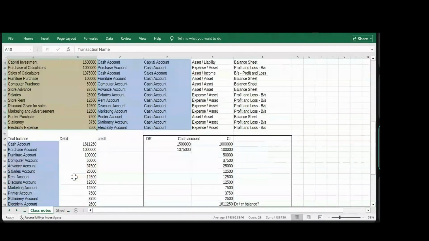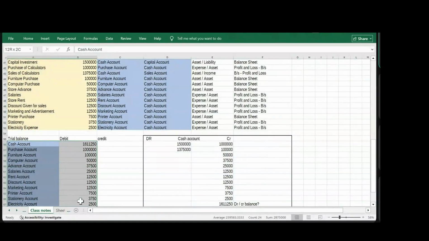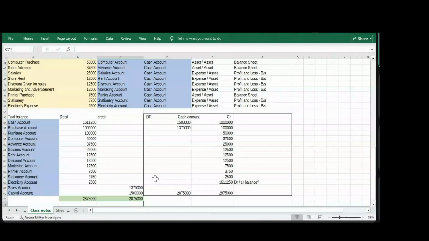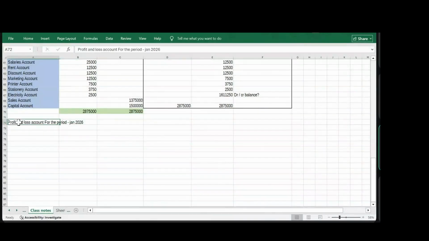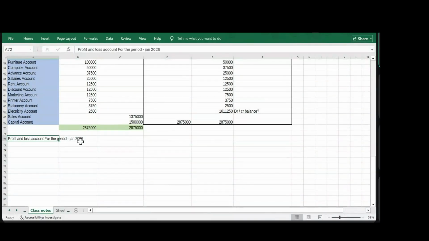Okay. For January, I've drawn the trial balance, which is tallied. Now I'm going to draw the P&L account for the period. The balance sheet as on a date will come in the next step. Now in the P&L account, what will be your debits and credits? Tell me. And let me put it in a proper format.